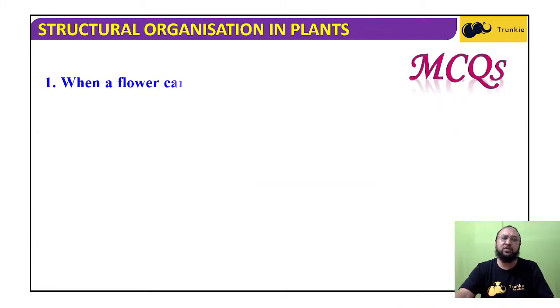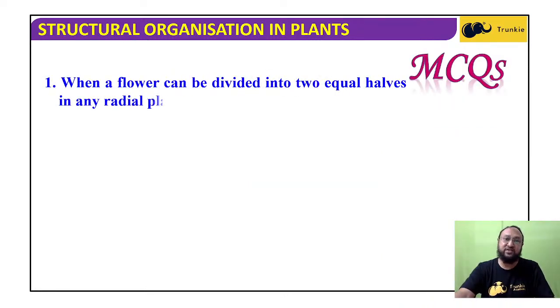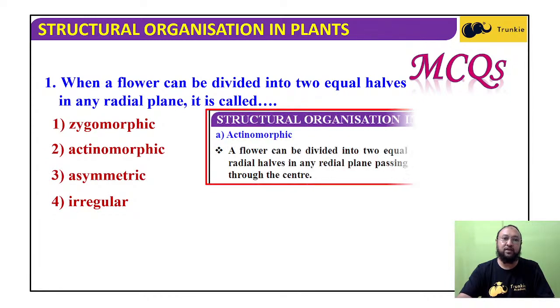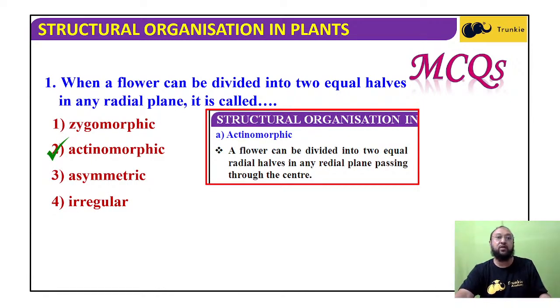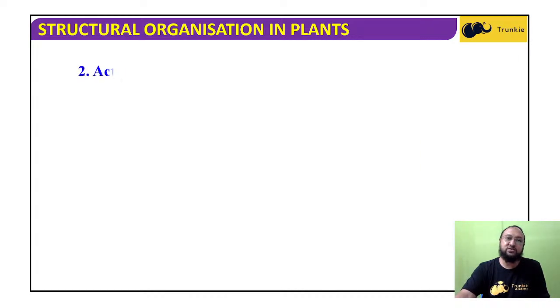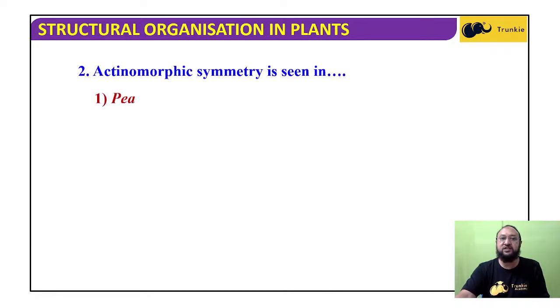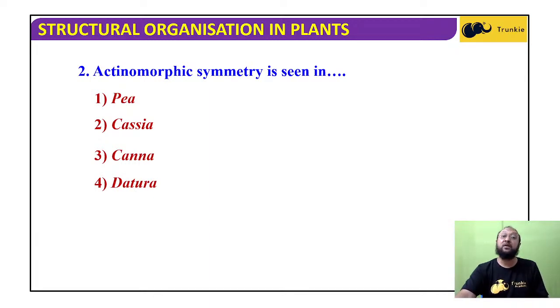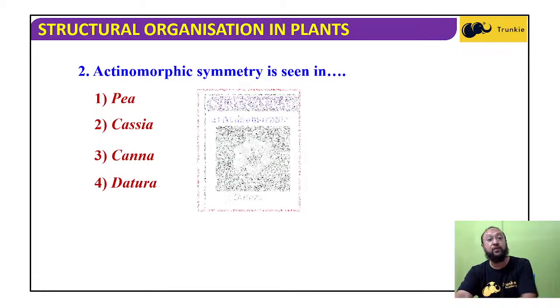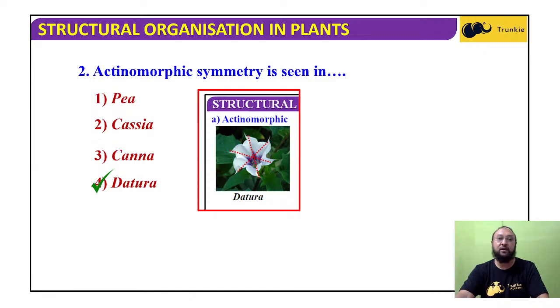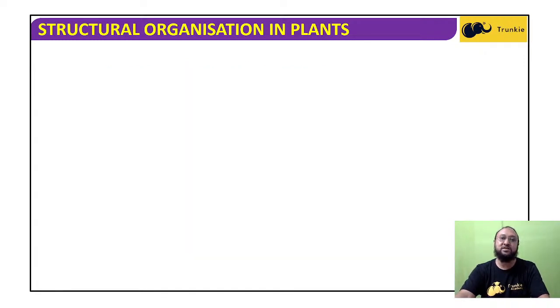Now we'll go through some questions. When a flower can be divided into two equal halves in any radial plane, it is called actinomorphic. Right answer is actinomorphic. In the next question, actinomorphic symmetry is seen in pea, cassia, canna, or datura. It is datura, not pea. Pea is zygomorphic, so it is the datura. Not canna or cassia, it is datura.